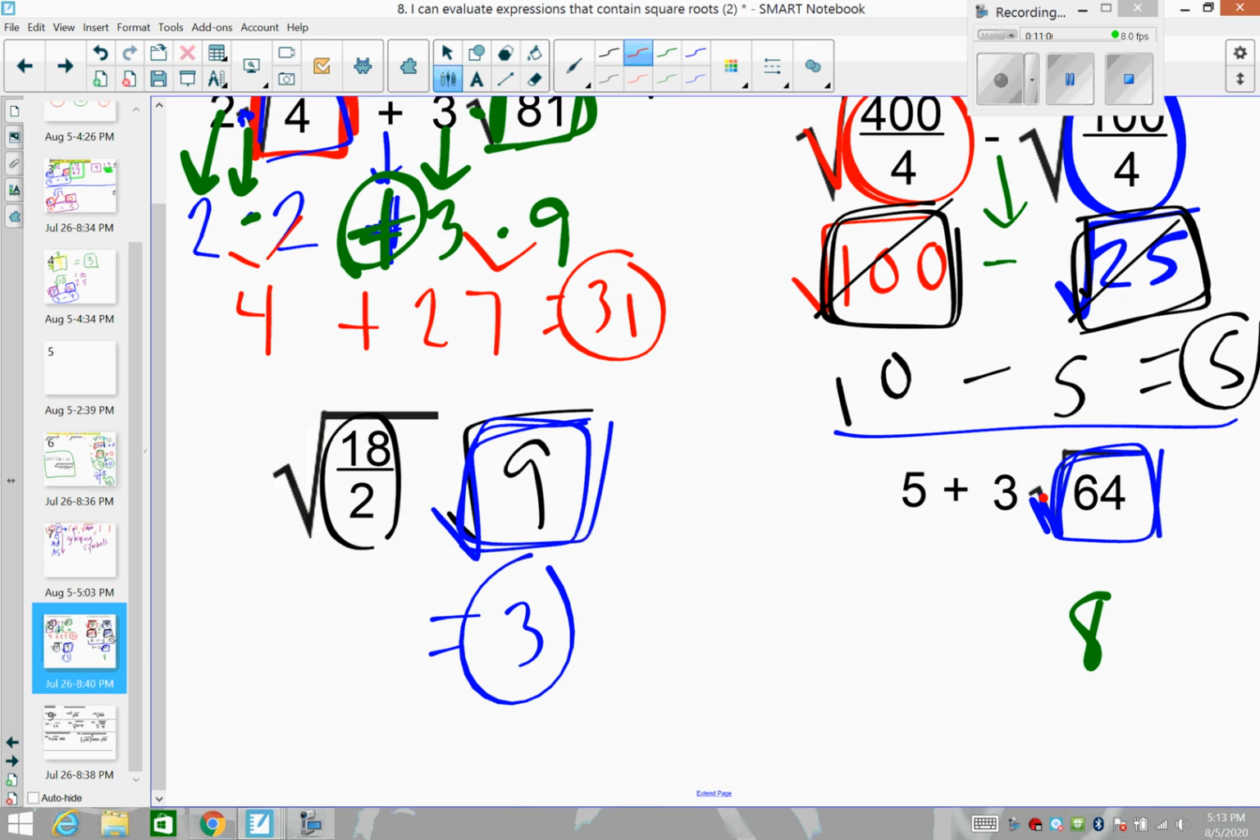Now keep in mind that this is a multiplication sign sitting right here. So if I haven't used it, drag it down.